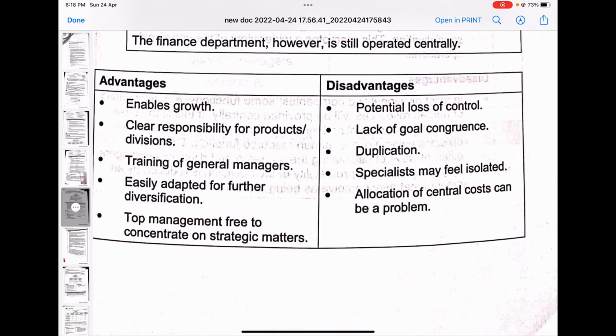So now the next part is the same as we've seen earlier, so it's easier for you to relate. Specialists may feel isolated. What does that mean? The specialists may feel isolated because if I belong to the ice cream department, I have to do the work of all the activities. So the specialists may feel isolated. Moving on, the allocation of central costs can be a problem.